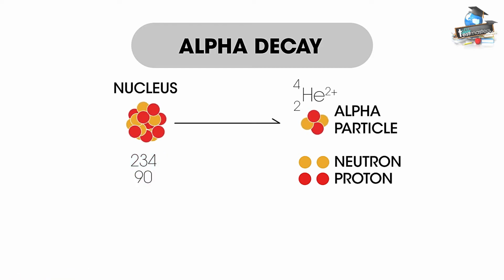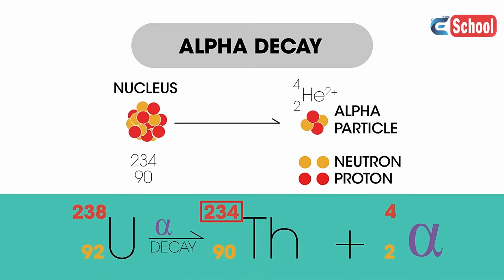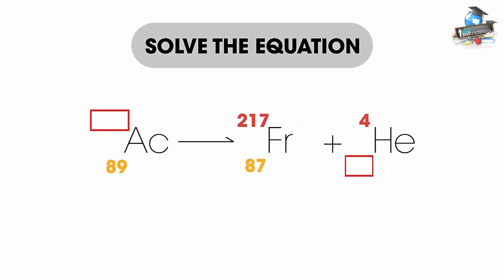So how does that look when we write it in the form of a symbol equation? We can see the mass number decreases by 4, while the atomic number decreases by 2. We can see the mass number and atomic numbers are balanced on both sides of the equations. The mass number on both sides adds up to 238, while the atomic numbers on both sides add up to 92. Have a go at balancing the following equation by finding the missing numbers.